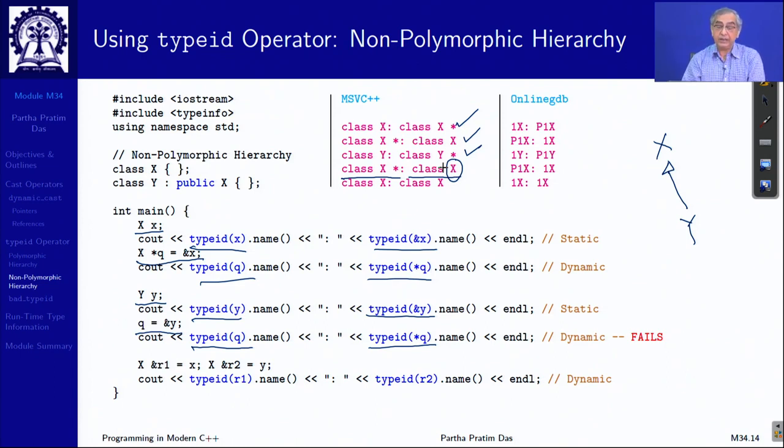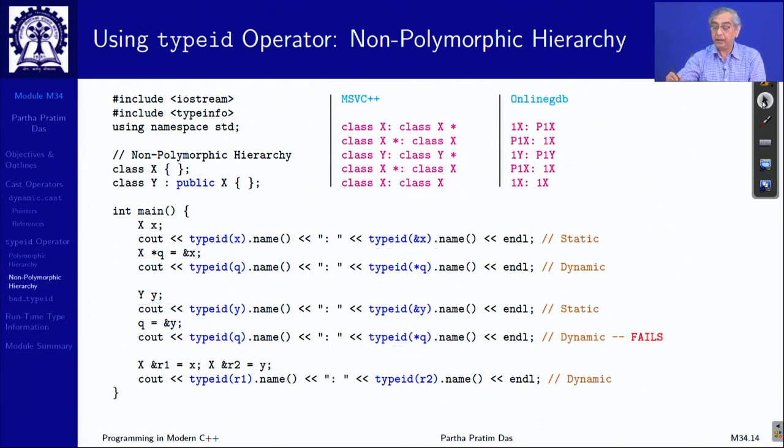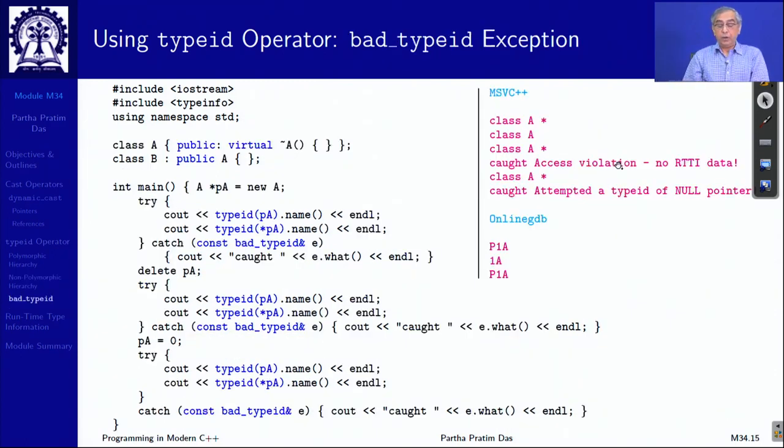So, because of this, the value of finding type ID on a non-polymorphic hierarchy is marginal. Right. Similarly, you can do this, you will see the same thing here in terms of the reference as well, and different types of names for the online GDB system. So, if the type IDs are bad, then it throws an exception.